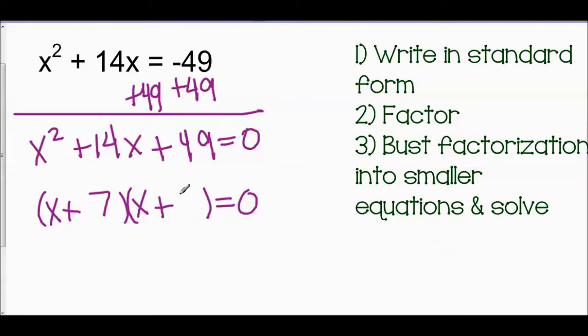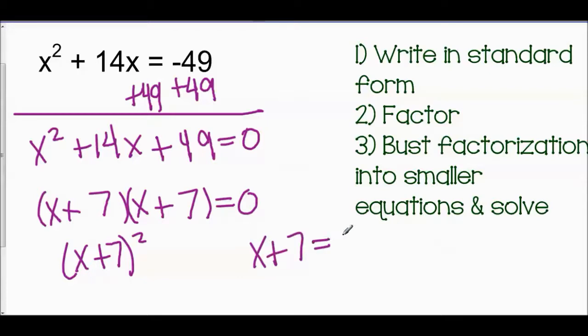So the factorization is x plus 7 squared. Now, if you saw the special case, you saw x plus 7 squared, a perfect square trinomial. Either way, when you go to bust that factorization into smaller equations, your equations are going to be the same. So in this case, you only have one solution, which is okay.